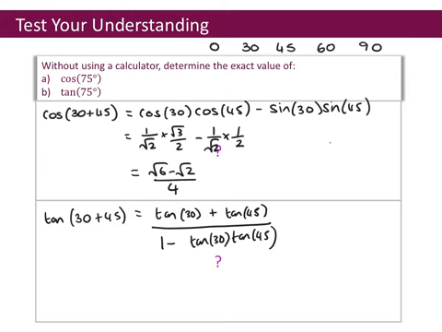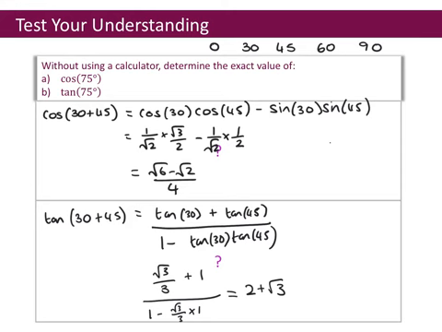Another way you could do it is, you know that tan of 75 is also sine of 75 over cos of 75. Okay, so you could use the sine and then divide that by the cos. Either way is fine. So then what you're going to have, we know that tan of 30 is root 3 over 3, plus 1 divided by 1 minus root 3 over 3 times 1, which is in fact going to give me, when I put that in my calculator, 2 plus root 3.